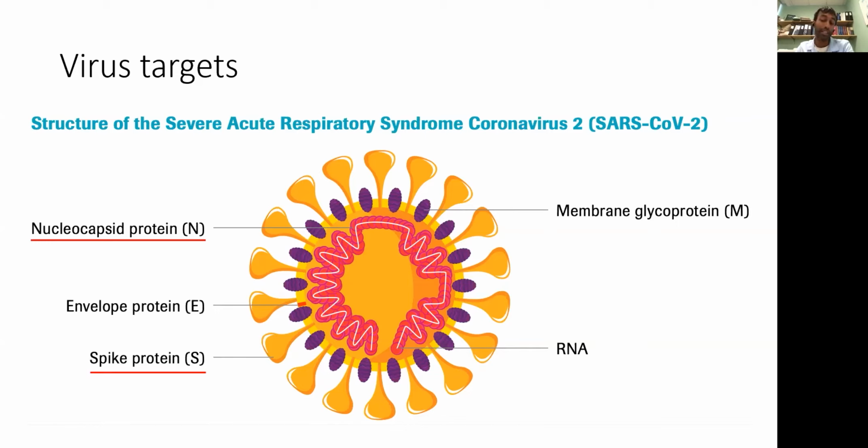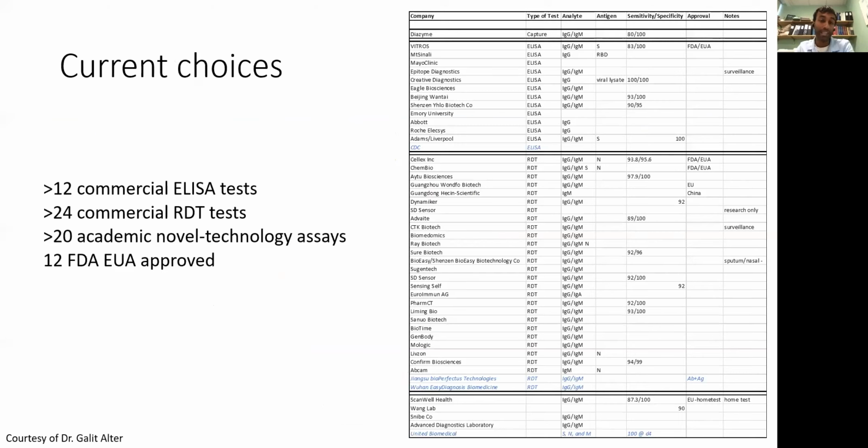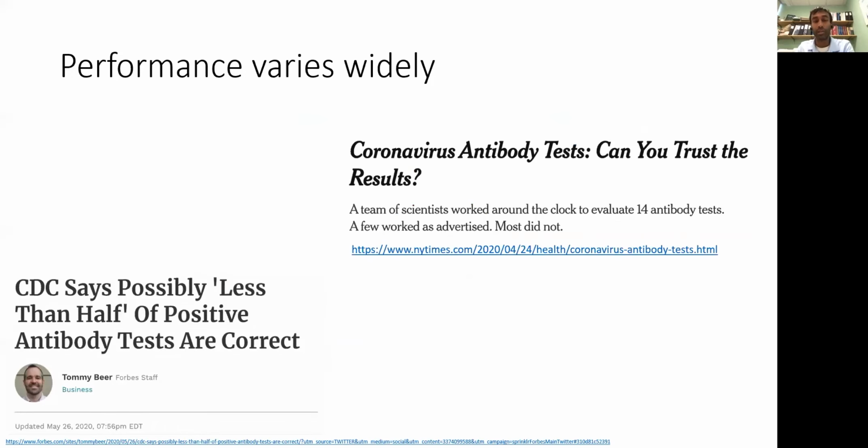Thus, the choice of assay should depend in part on whether you wish to rule in disease by choosing an assay that is highly specific, such as one that targets the spike protein, or rule out disease by choosing an assay that's highly sensitive, in other words, targeting the N protein. So there are many assays out there currently, several hundred in fact, of which only a few are actually approved by the FDA under the emergency use authorization. This is a table of just several of them, courtesy of Dr. Galit Alter. And the performance of these tests varies very widely.